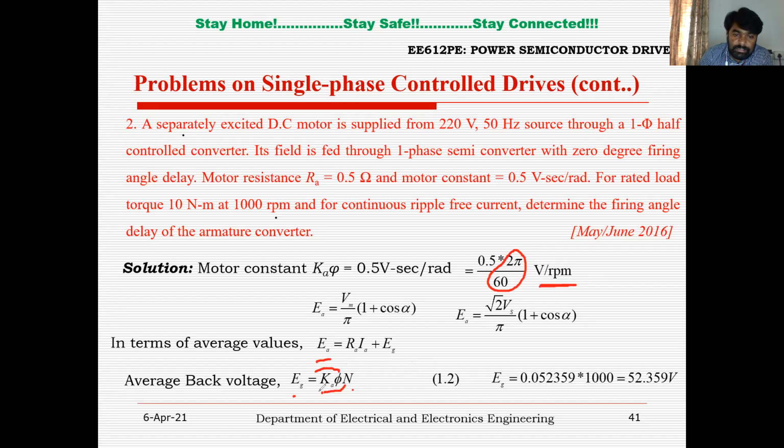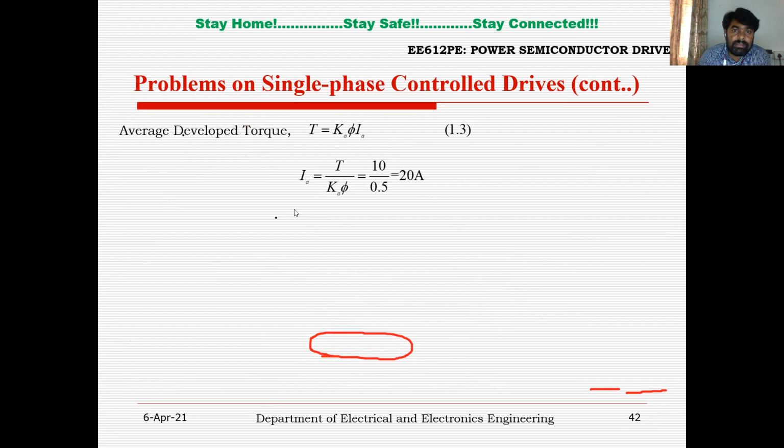So now this factor is in volts per RPM, and we multiply by 1000 RPM. So RPM in the numerator and RPM in the denominator will get cancelled. So we'll get the value of EG in volts, which is 52.359 volts. So now this is the EG value. Our motto is to calculate the firing angle, right? And from this expression you can calculate EA, right? So to calculate EA, we should know the EG value, right?